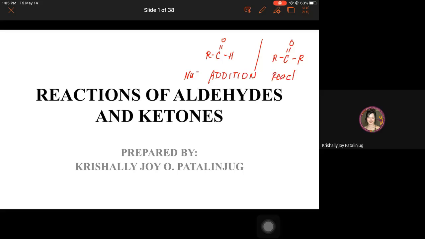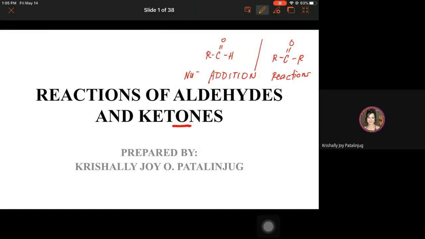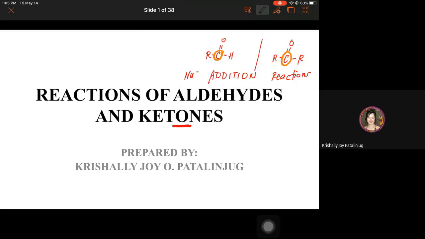Okay, so I have mentioned this during the introduction of the chemistry of carbonyl-containing compounds. Again, for aldehydes and ketones, in general, they undergo nucleophilic addition reaction. Ibig sabihin, we are adding a nucleophile in the reactive site of aldehydes and ketones. And what is the reactive site of aldehydes and ketones? Of course, it's the carbonyl carbon.